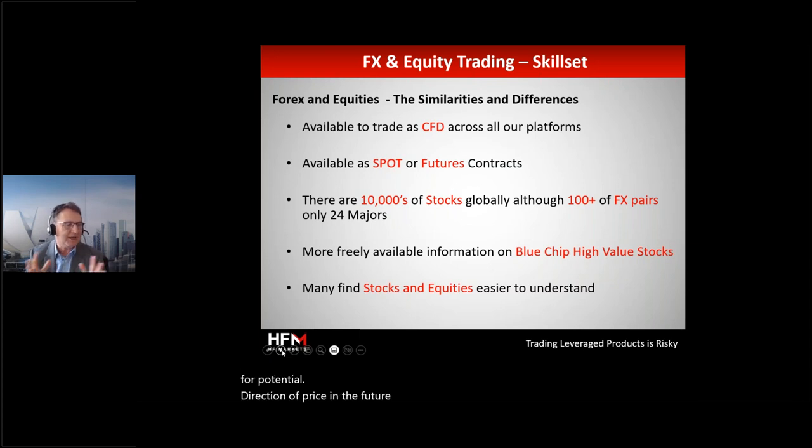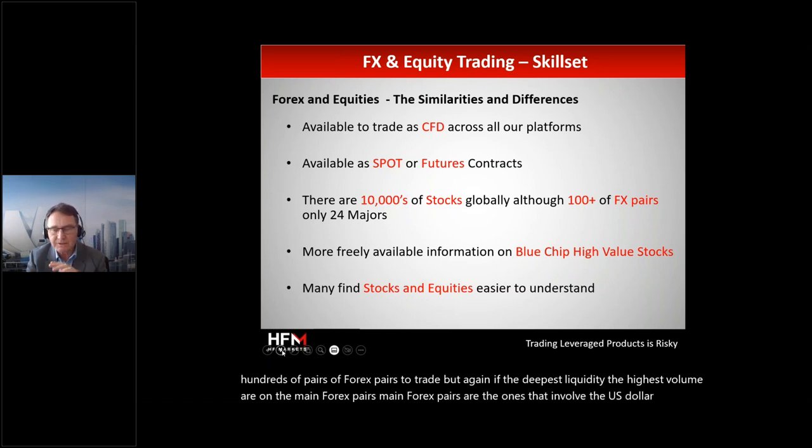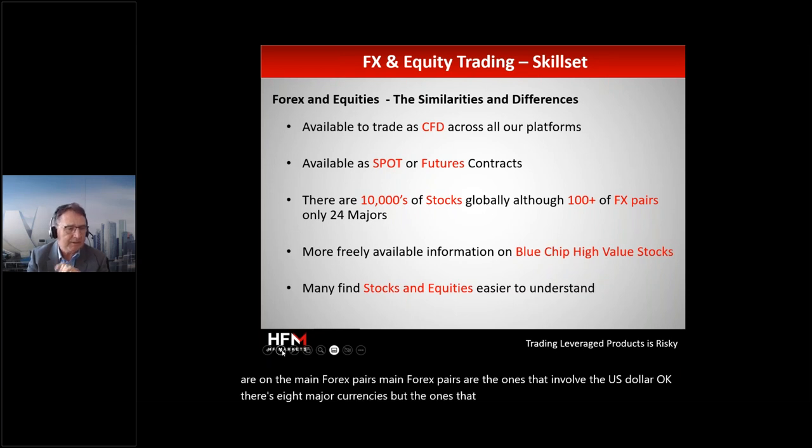Okay, there's tens of thousands of stocks globally, and obviously hundreds of Forex pairs to trade, but the deepest liquidity and the highest volume are on the main Forex pairs. The main Forex pairs are the ones that involve the US dollar. There are eight major currencies, but the ones that involve the US dollar have the tightest spreads and the deepest liquidity. And they're the majors. If you're trading the pound against the yen, as lots of people do, or the euro against the yen, or the Aussie against the Japanese yen, it doesn't involve the US dollar, but obviously the movement of the US dollar will have an impact on those pairs anyway. They can move much more rapidly than some of the dollar pairs, so find something that works for you.